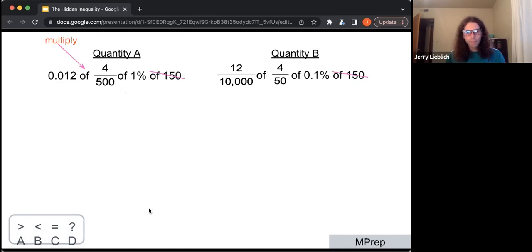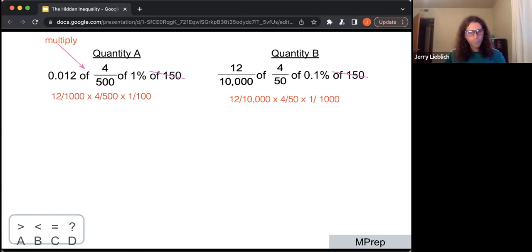Then it might be helpful to try to get everything in one form. So I'm going to make everything here a fraction. Call this 12 over 1,000 times 4 over 500 times 1 over 100 versus 12 over 10,000 times 4 over 50 times 1 over 1,000, which is 0.1 over 100.